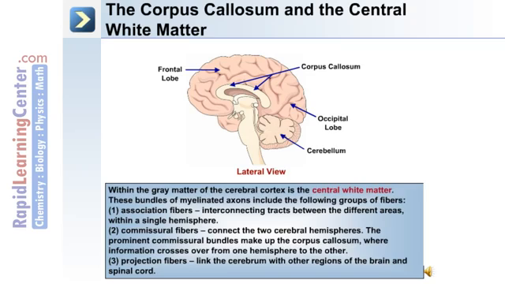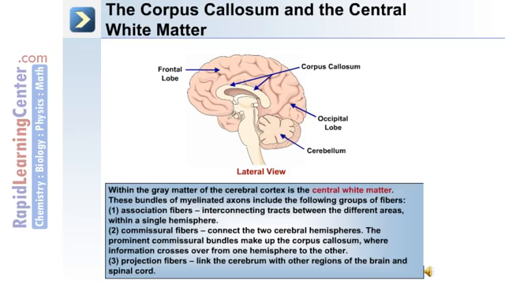Within the gray matter of the cerebral cortex is what's called the central white matter. These are bundles of myelinated axons which include the following groups of fibers. Number 1, the association fibers. These interconnect tracks between the different areas within a single hemisphere. Number 2, the commissural fibers. These connect the two cerebral hemispheres. The prominent commissural bundles make up the corpus callosum, where information crosses over from one hemisphere to the other.